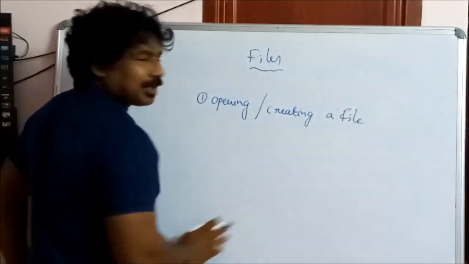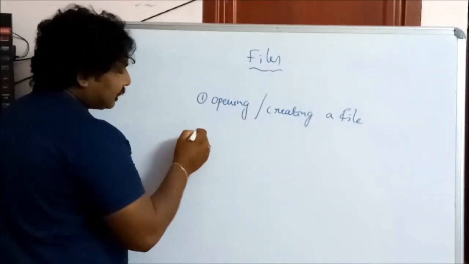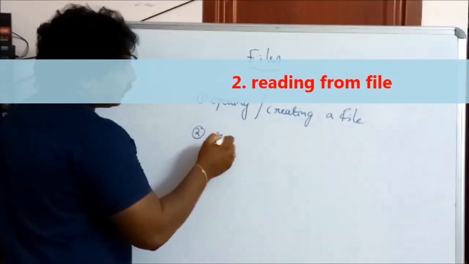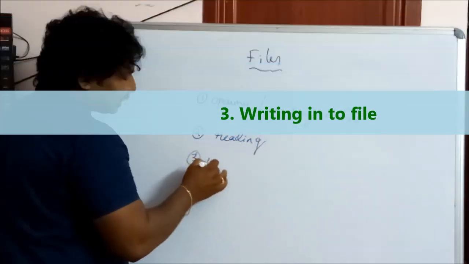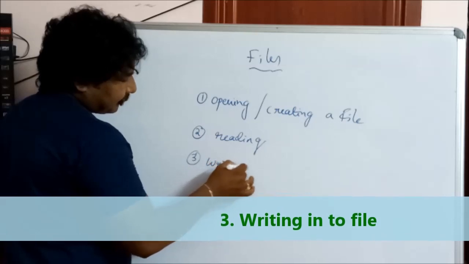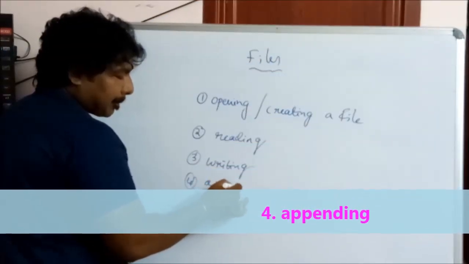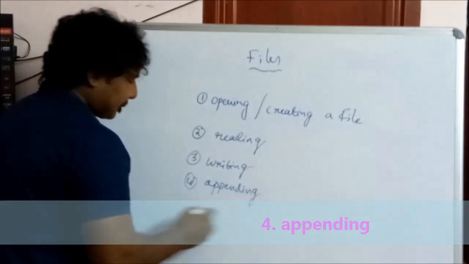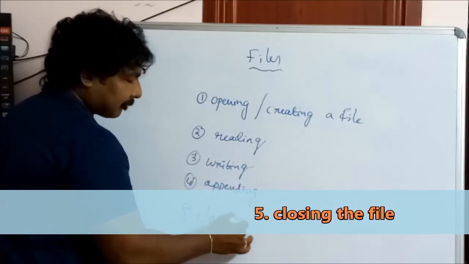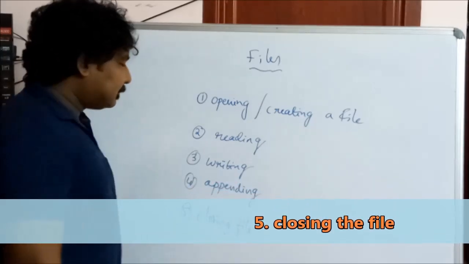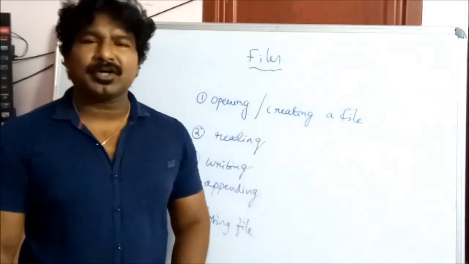So this is the basic operation we do with the files, that is you have to open a file or you have to create a file. Then reading, then writing, then appending, and finally closing the file. Okay friends, these are the basic 5 operations that we can perform on the files.